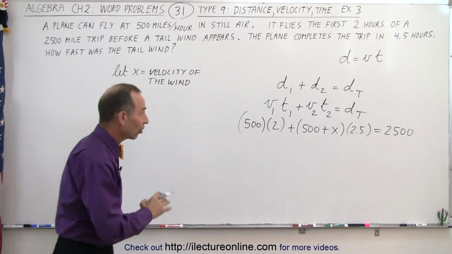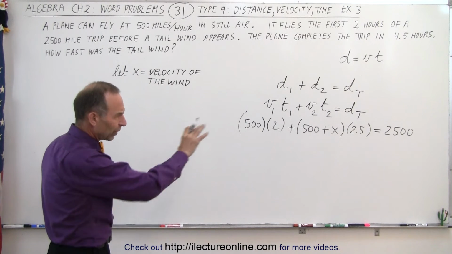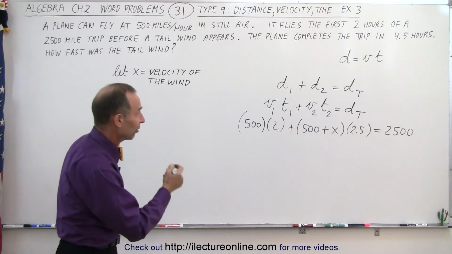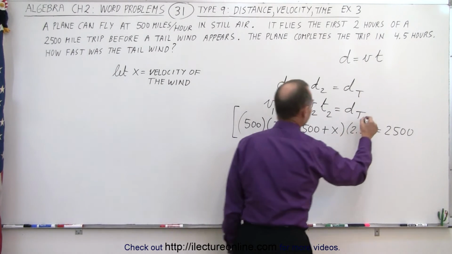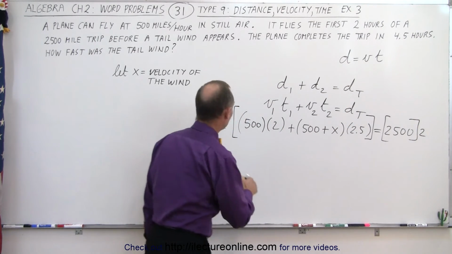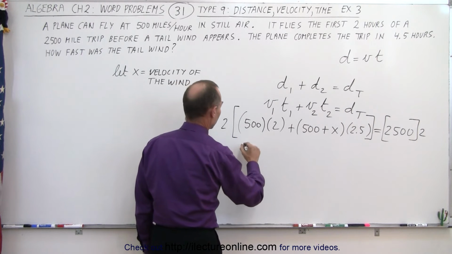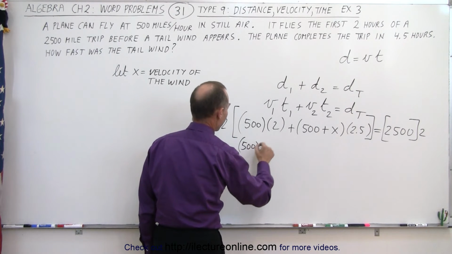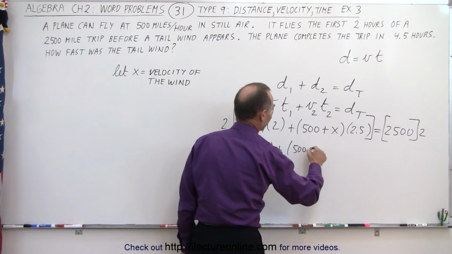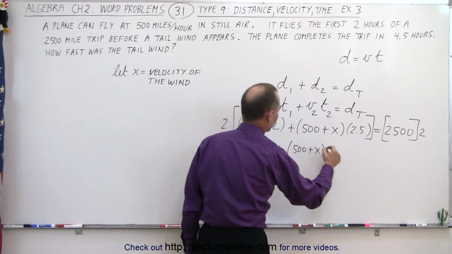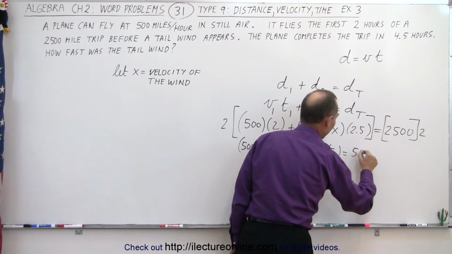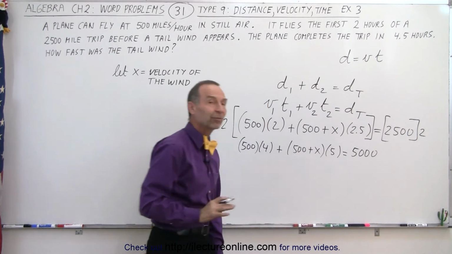Now we're ready to start solving this problem. We first want to get rid of the decimal, and so we realize that by multiplying both sides by 2, the decimal disappears. So let's go ahead and do that. We multiply both sides by 2, like this. And so 2 times 500 times 2 can now be written as 500 times 4, plus 500 plus x, instead of 2.5 times 2 will now become times 5, equals double that would be 5,000. So now we no longer have any decimals in there.